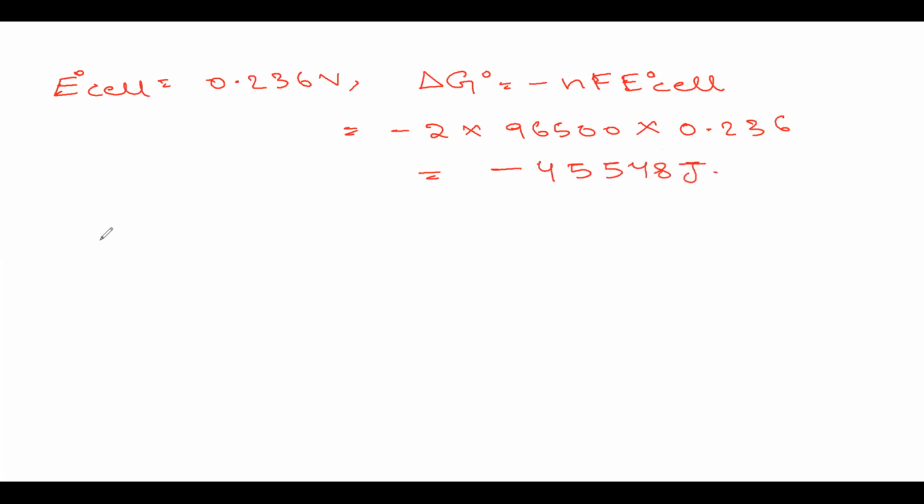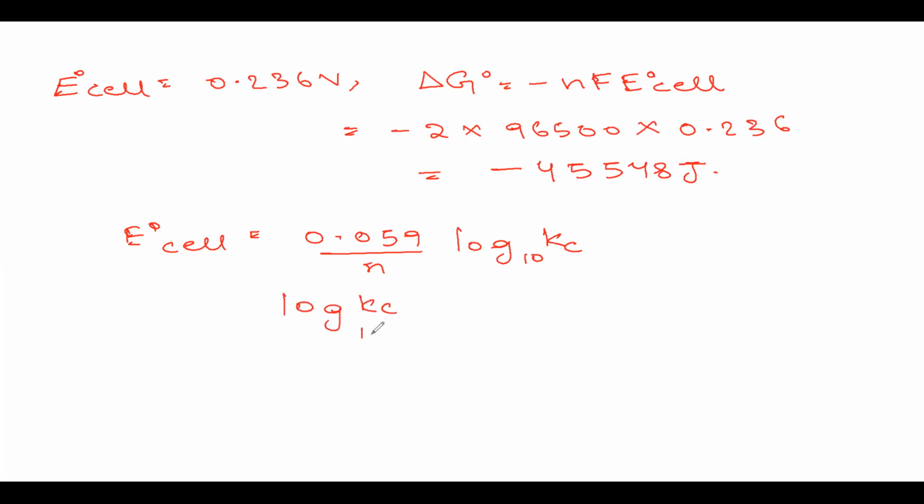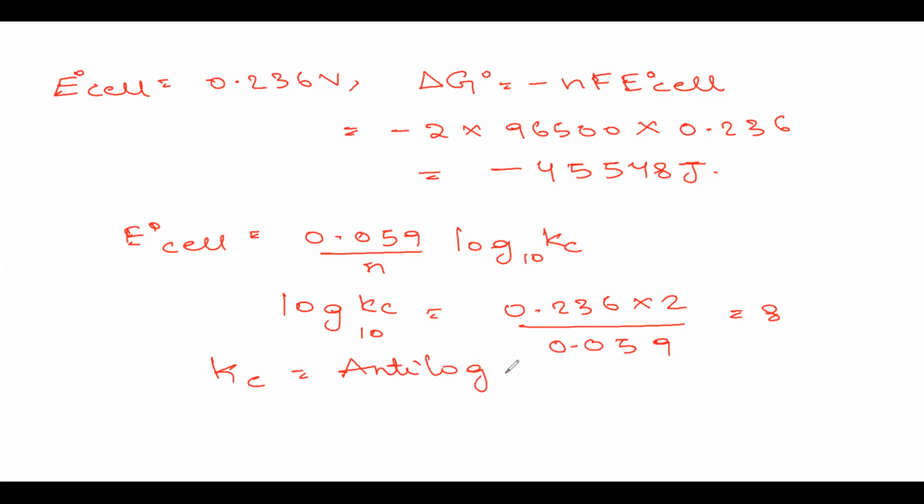Next, they are asking us also to find the equilibrium constant. E degree of cell is equal to 0.059 by n into log base 10 Kc. So we can write log base 10 Kc is equal to 0.236 into 2 by 0.059, which is equal to 8. So Kc is equal to antilog of 8. After 8 nothing is there, so we take 10 to the power of 7 as the antilog of 8. So Kc becomes 9.54 into 10 to the power of 7.